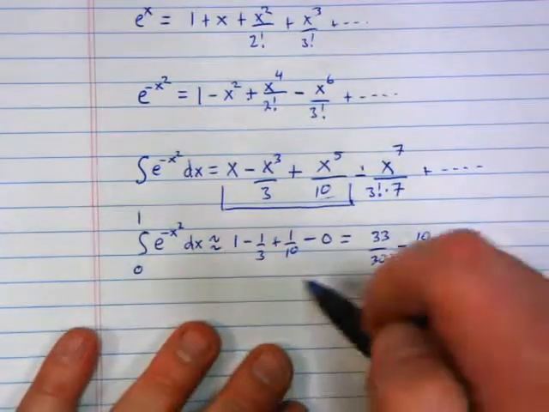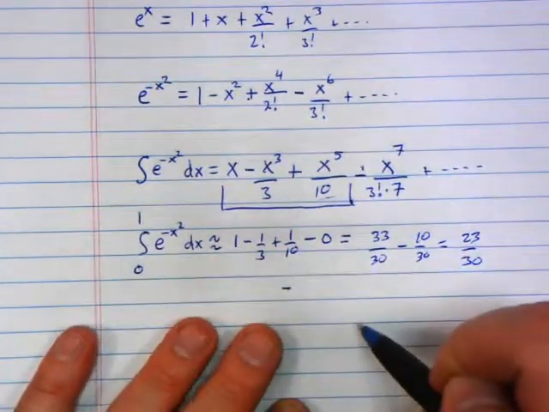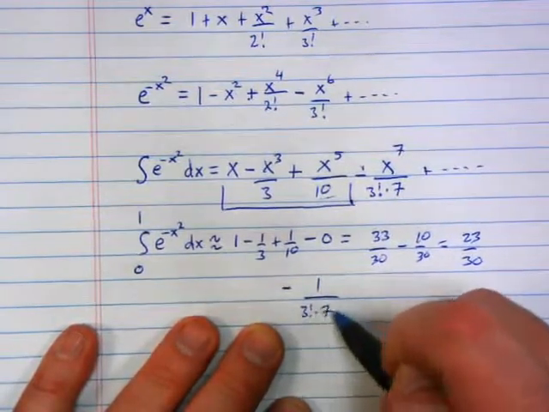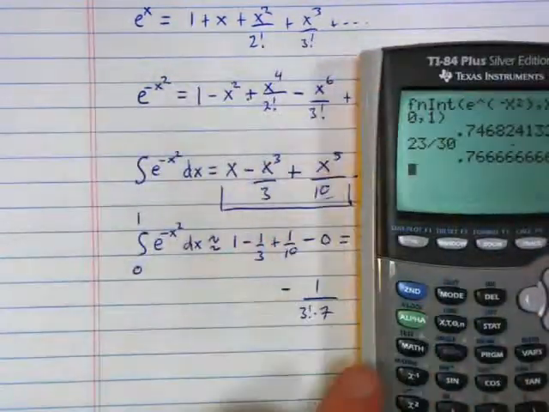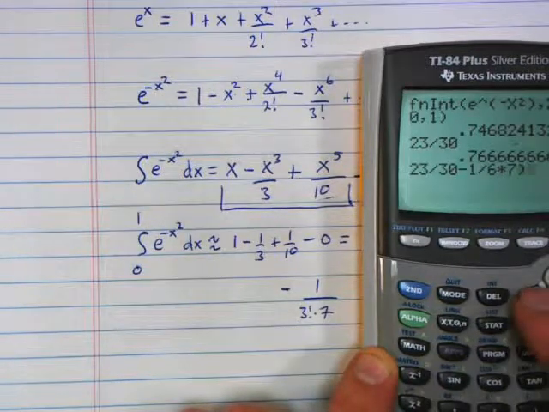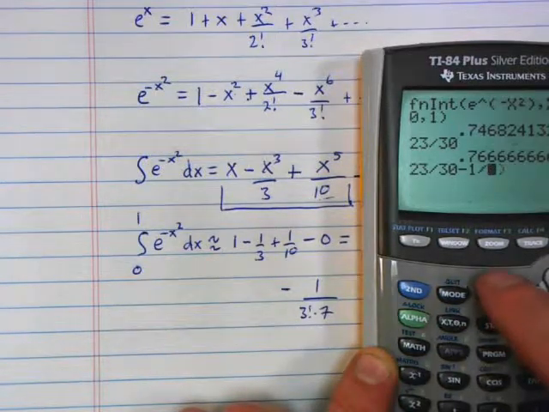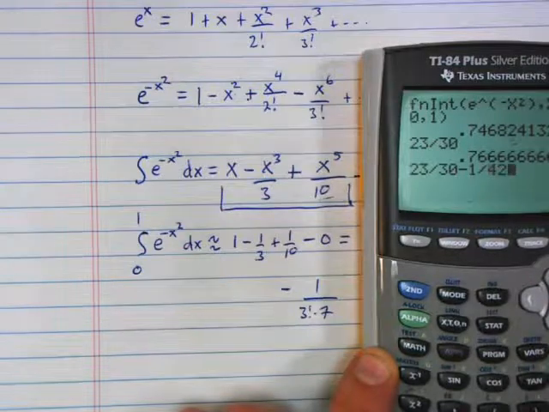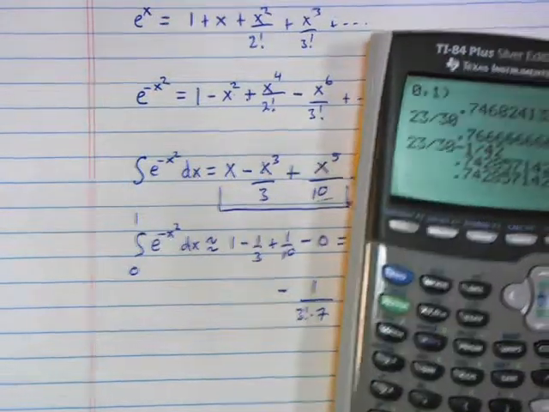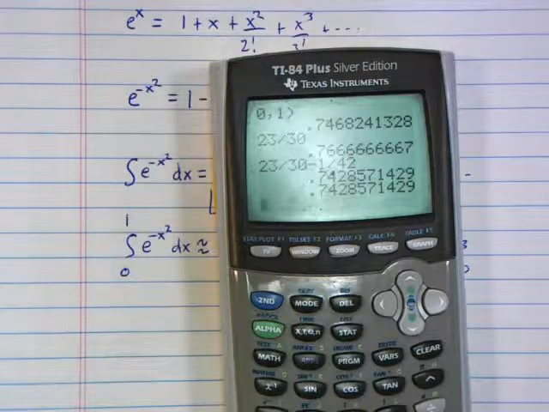One more term, we would have to subtract 1 over 3 factorial times 7. So what if I take 23 over 30 and I subtract 1 divided by 3 factorial is 6 times 7? I guess I could have done that in my head and called it, what's 6 times 7? 42. How much more accurate does that make it? One more place. It gave us another decimal place, gave it pretty good.